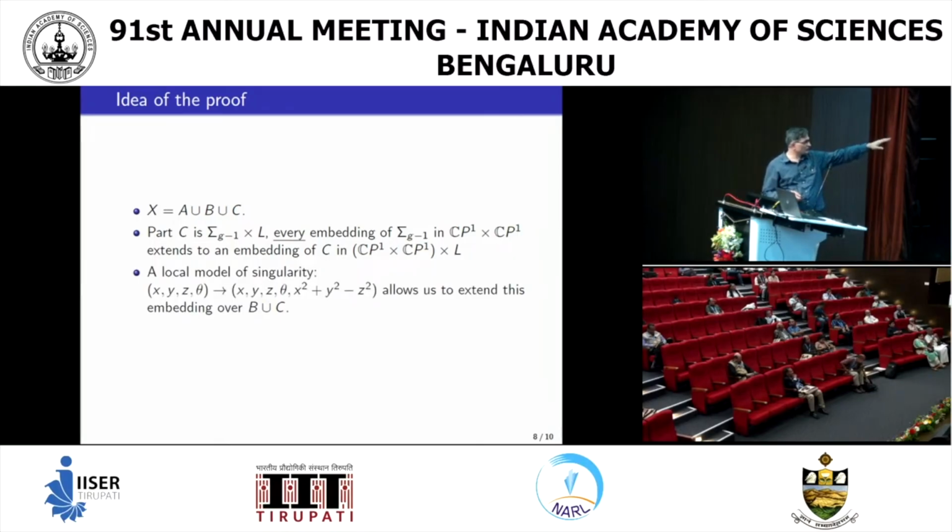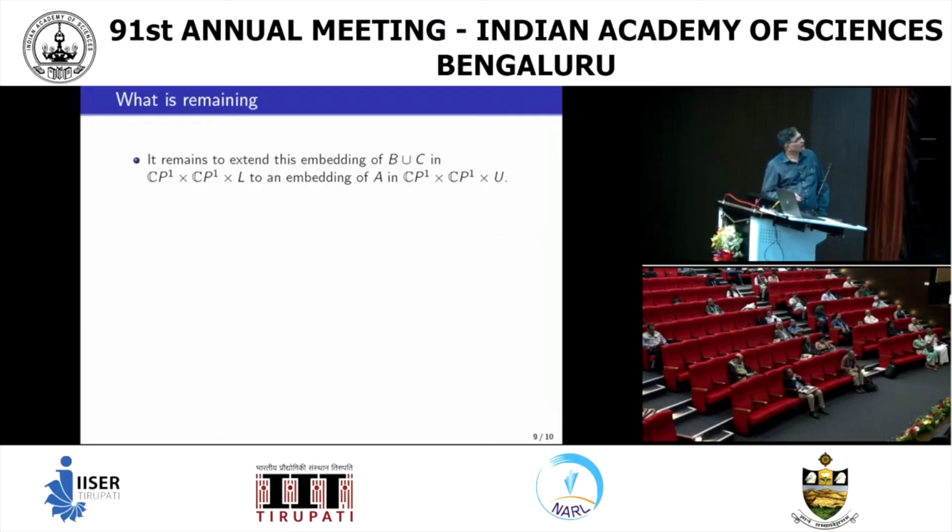Now a little trick, which is called the local model of singularity, allows us to extend this embedding also along the equator, because on the equator there is some singularity which I have written in explicit coordinates. It looks like x squared plus y squared minus z squared, the singularity at 0 of this polynomial. And so whatever we have can be extended to the lower hemisphere union equator. So what remains is to extend this embedding, which is given on the lower hemisphere including the equator, to the upper hemisphere, and the part that we need to extend is the part A.